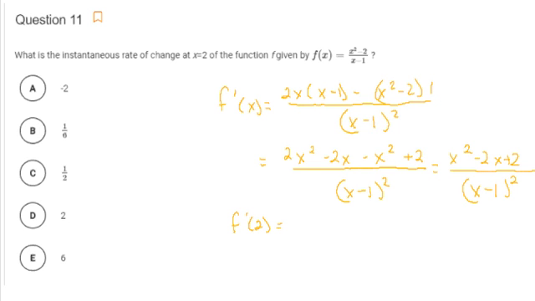So that is going to give us 2 squared minus 2 times 2 plus 2 divided by 2 minus 1 squared. And I'll just go, well, 2 squared, that's going to be 4 minus 4, 0. 2 divided by 1 squared is 1. So we have an instantaneous rate of change of 2. D is our correct answer there.